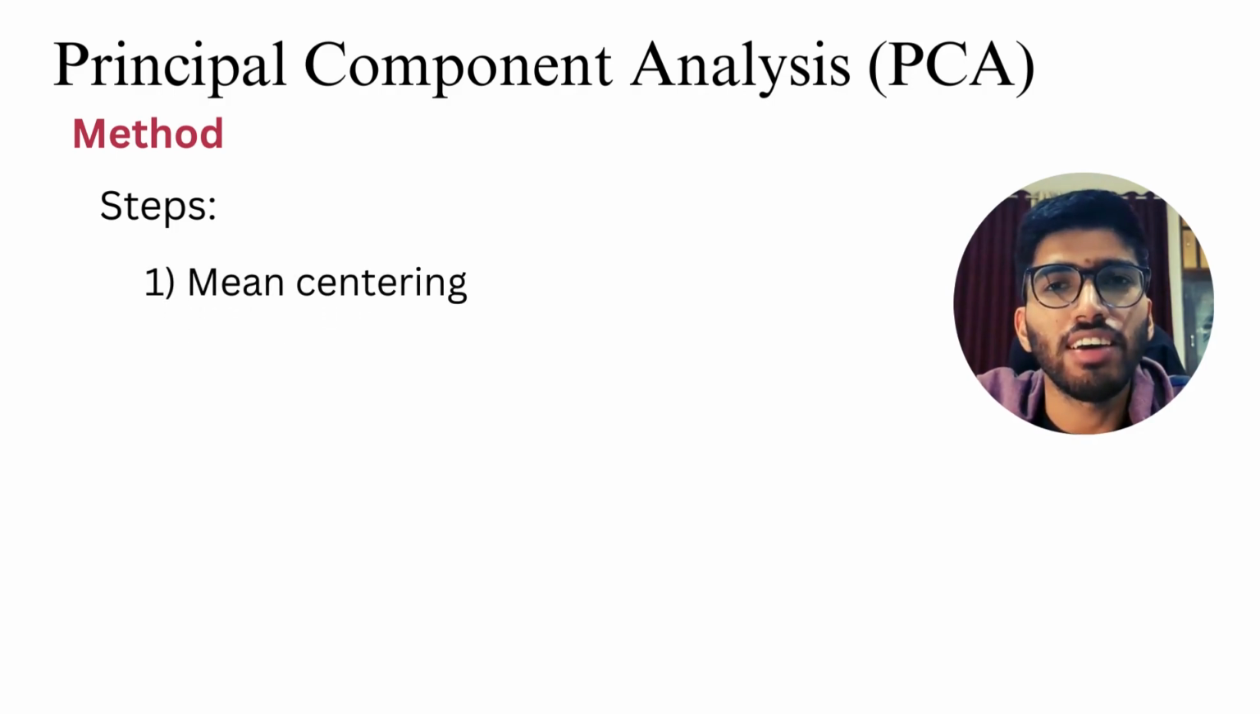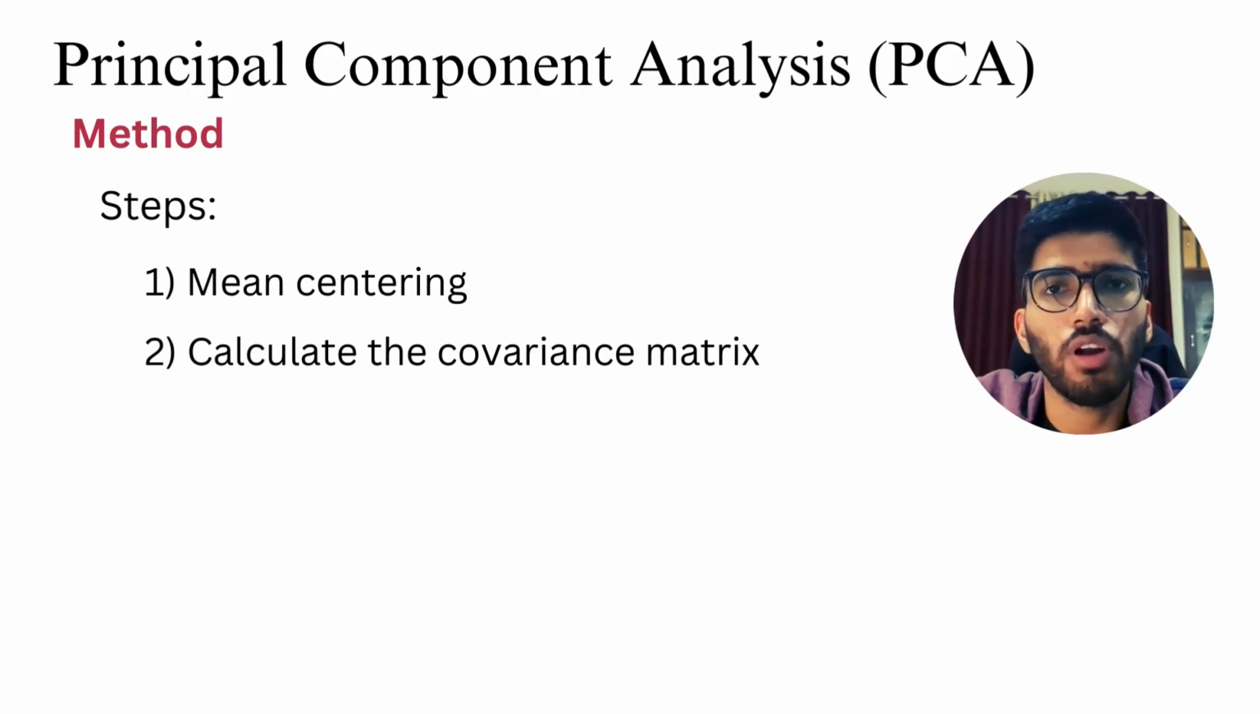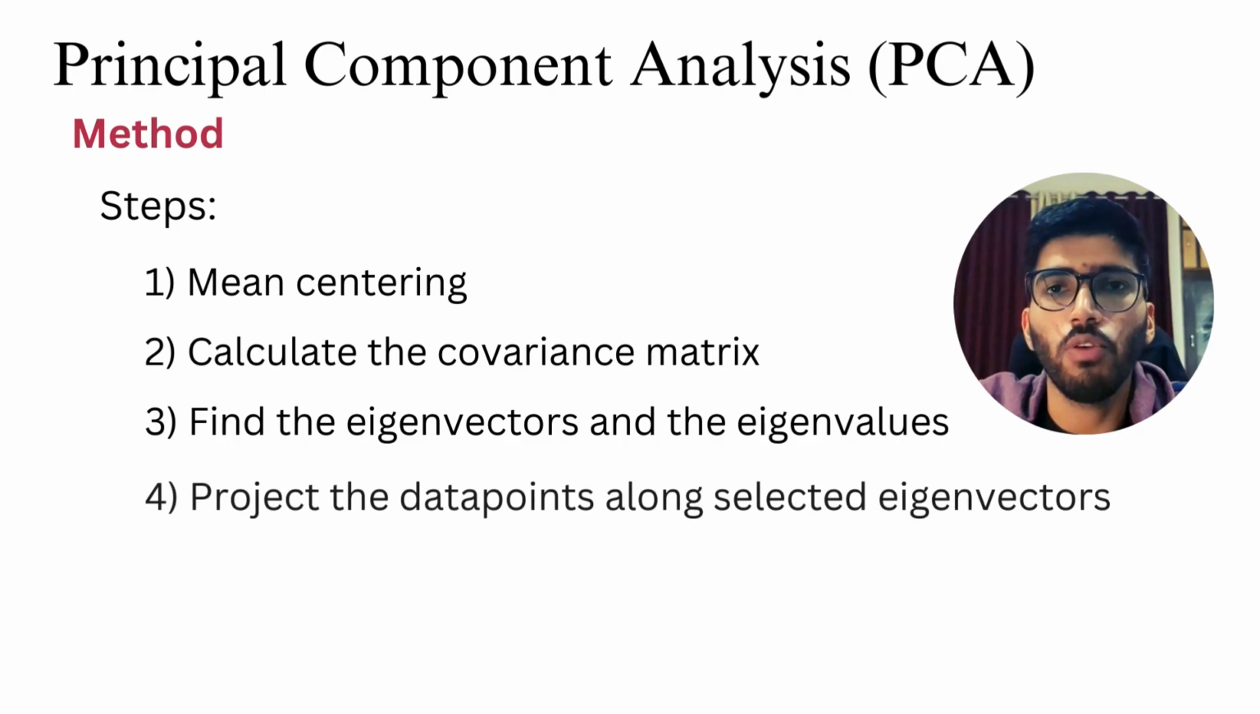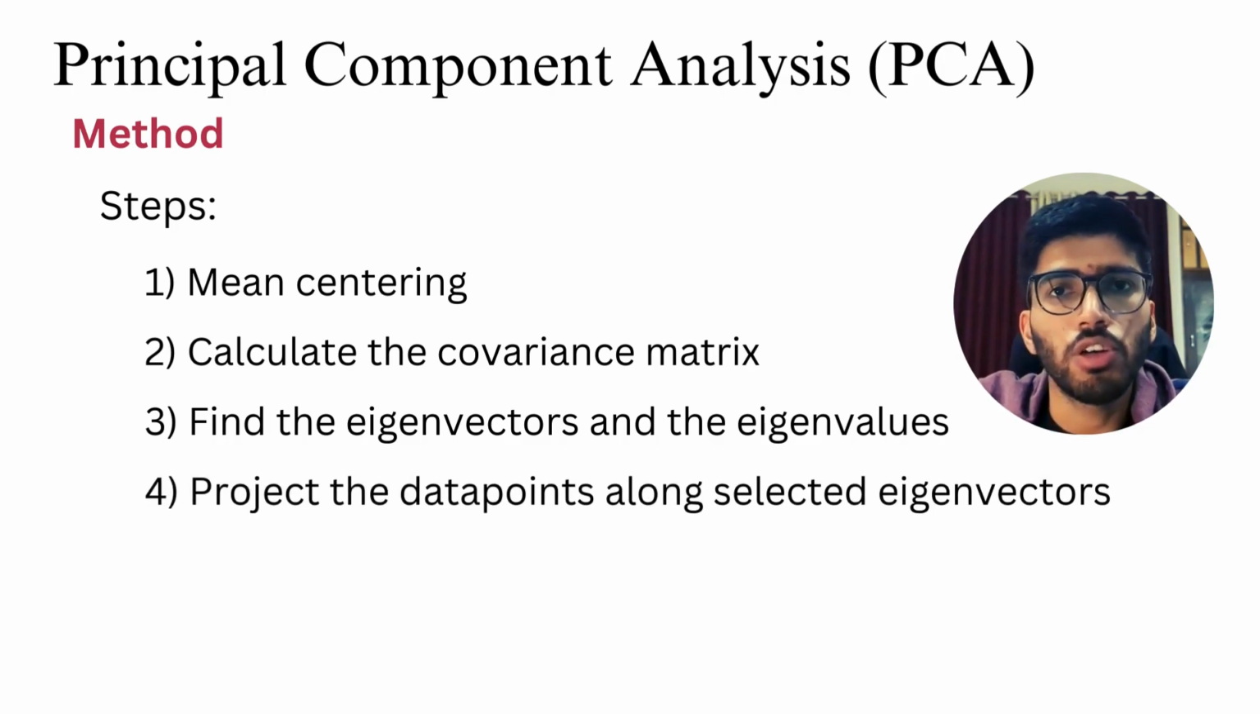Step 1. Mean centering. As the name suggests, we'll center the mean of our dataset first such that the dataset is distributed with the mean at the origin of the coordinate space. It will help us better optimize the method. Step 2. We'll find the covariance matrix for our dataset. Step 3. We'll calculate the eigenvectors and the eigenvalues for our covariance matrix. Step 4. Once we have our eigenvectors, which represent the principal components in our method, we'll select the principal components with respect to the eigenvalues and then we'll project the data points along the selected vectors.